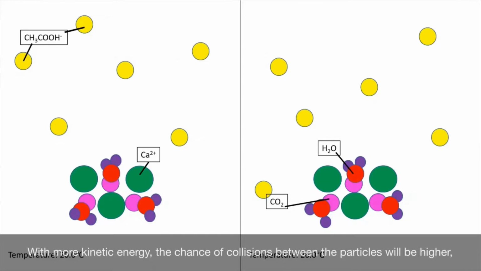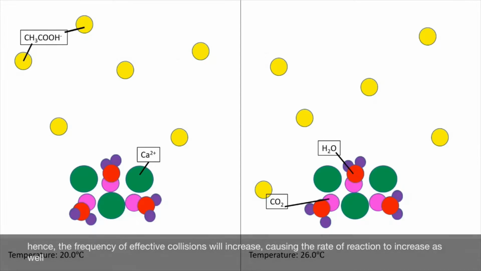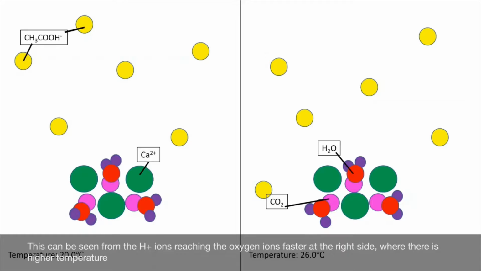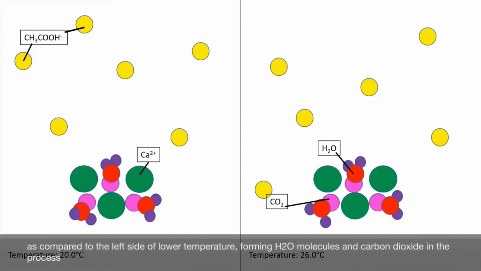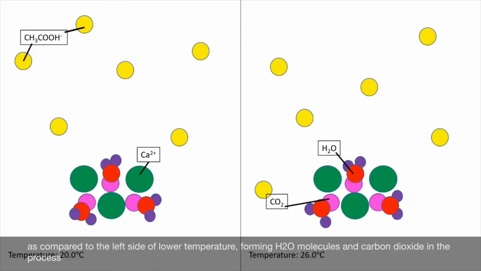With more kinetic energy, the chance of collisions between the particles will be higher, hence the frequency of effective collisions will increase, causing the rate of reaction to increase as well. This can be seen from the H+ ions reaching the oxygen ions faster at the right side, where there is higher temperature, as compared to the left side of lower temperature, forming H2 molecules and carbon dioxide in the process.